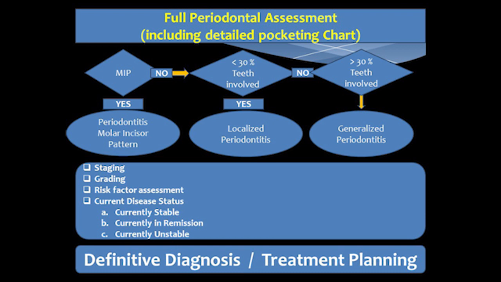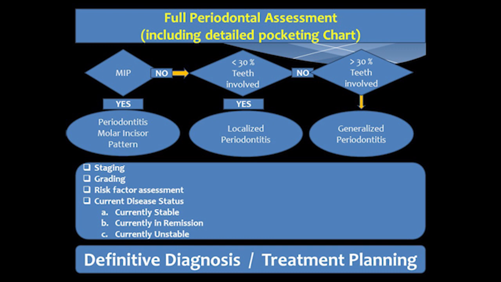Again, going back, after doing the periodontal assessment, including the detailed pocketing chart, if the molar incisor pattern is not there, then we will check if there is less than 30% of teeth involved. If yes, then we will consider it as a localized periodontitis. And again, we will go for the staging, grading, risk factor assessment, and current disease status, whether the disease is stable, in remission, or unstable. Again, we will go for the definitive diagnosis for this condition, and we will plan the treatment.